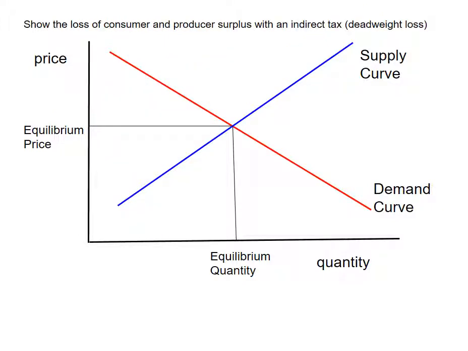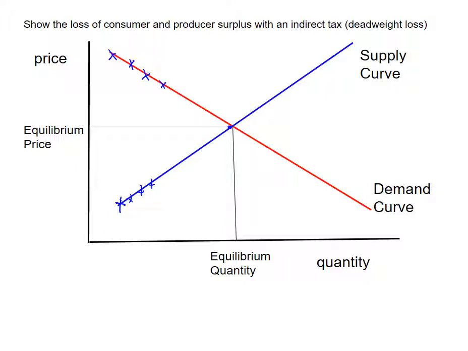Let's look at the loss of consumer and producer surplus. So just a reminder, consumer surplus, we have people who are willing and able to buy at a higher price, but lo and behold, they get the equilibrium price, so that entire triangle is the consumer surplus. We have producers who are willing and able to sell at a lower price, but again, they got the equilibrium price, so this lower triangle is all the producer surplus.